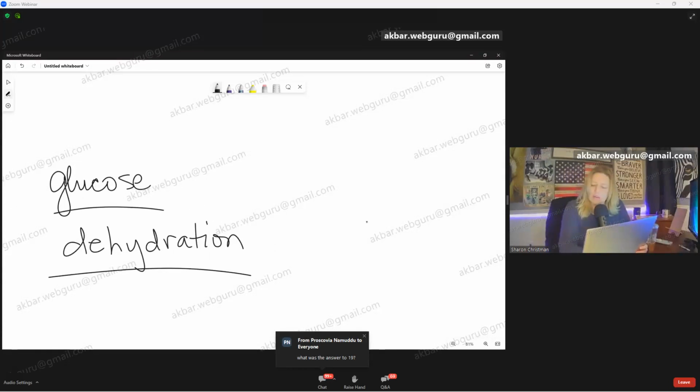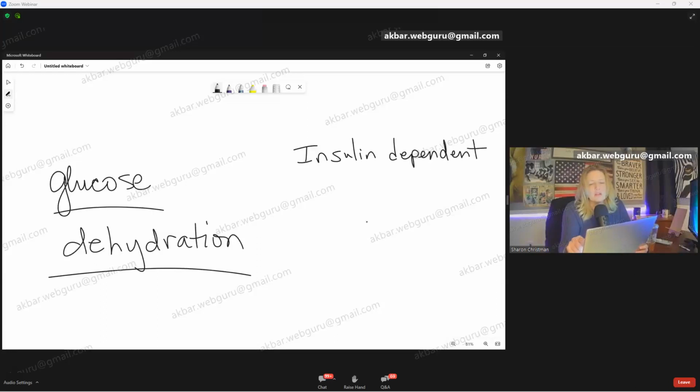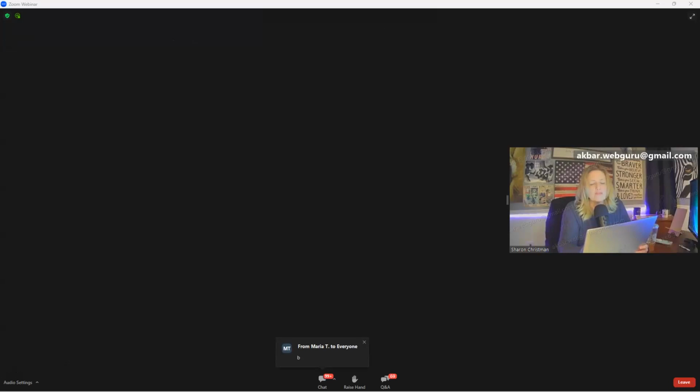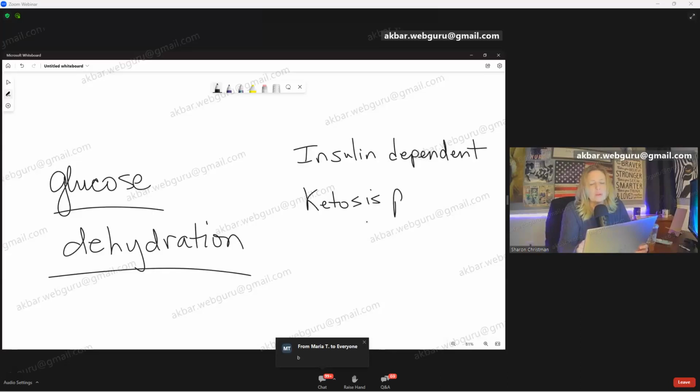Type 1, which is insulin dependent, also called ketosis prone, or type 2, and you just have to put non in front of that. So it's non-insulin dependent and non-ketosis prone.